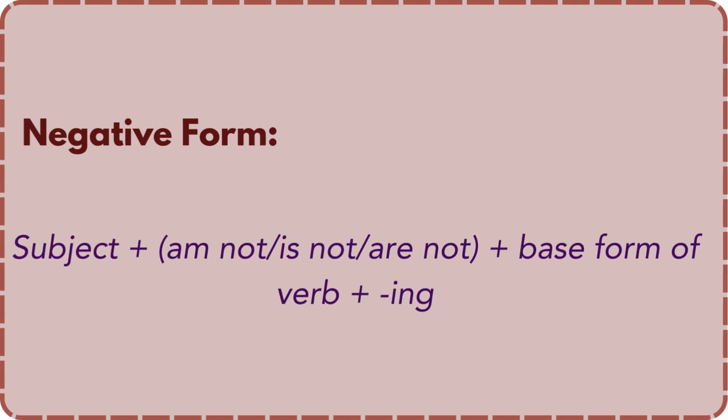To form the negative of the present continuous tense, we use the present tense of the verb to be, am not, or is not, or are not, followed by the base form of the main verb with the ing suffix. The basic structure for the negative form is subject followed by the present tense of to be, am not, or is not, or are not, followed by the base form of verb plus ing.